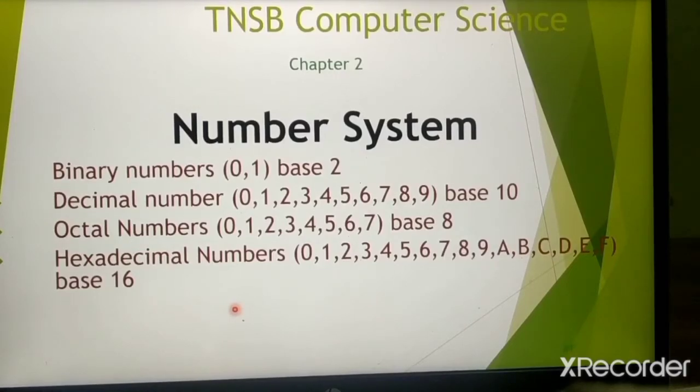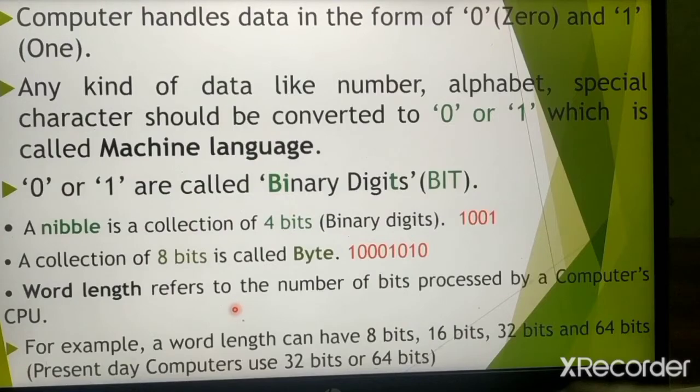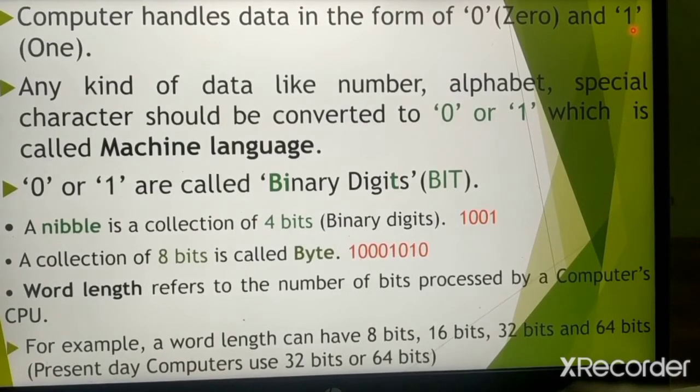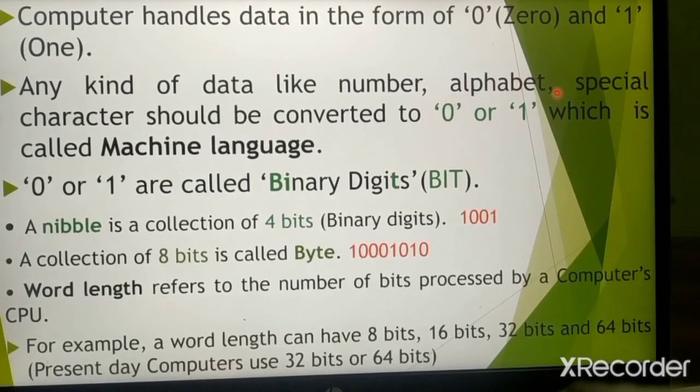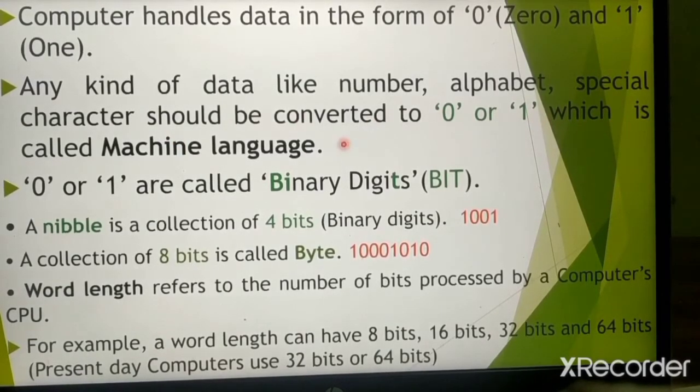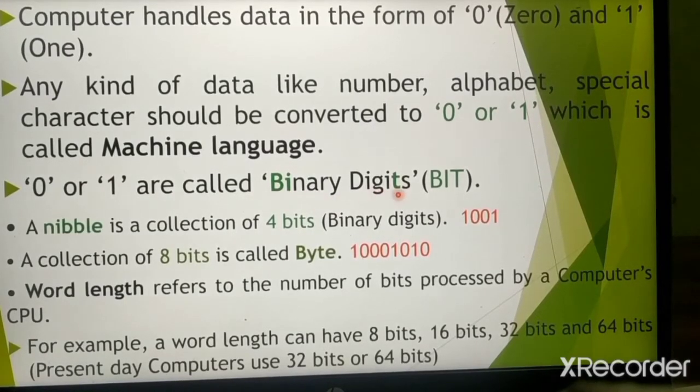Next, we can see how this data is handled by the computer. We know the computer handles data in the form of 0 and 1 only. Computer knows only 0 and 1. So you may have any type of data, in the form of numbers, alphabets, special characters, anything. All those things must be converted into 0 and 1, which are simply called machine language. The 0 and 1 are called binary digits, or bits: bi and digit t. So simply called a bit.